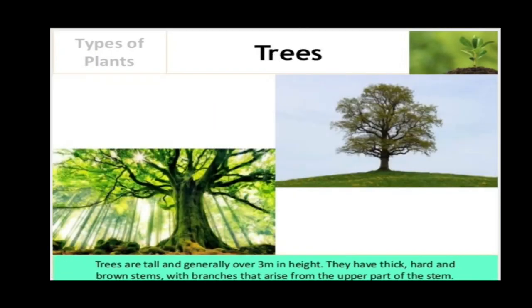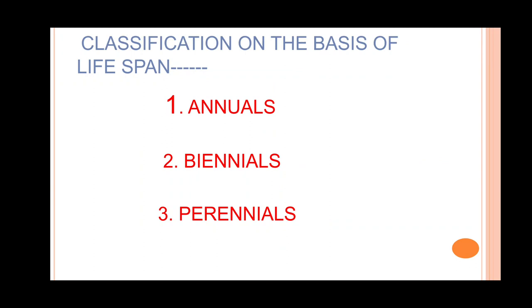Next is your trees. Trees are tall and large plants, generally over 3 meters in height. They have a thick and hard stem, which is called trunk. Neem, peepal, mango are certain examples of trees, and they live for many years. Next is the classification of plants on the basis of their lifespan. On the basis of lifespan, they are classified into three: annuals, biennials, and perennials.